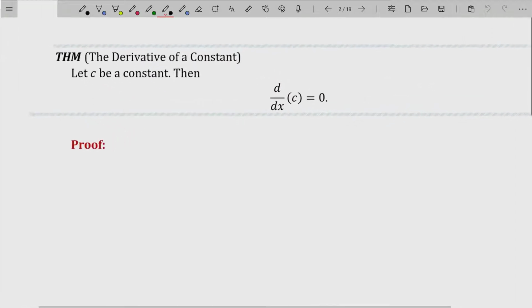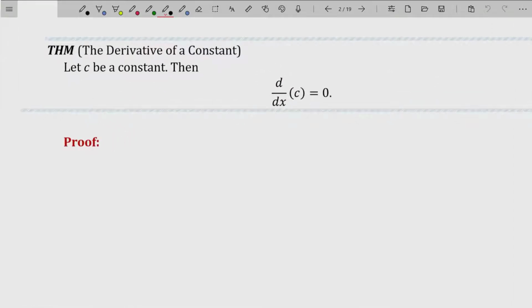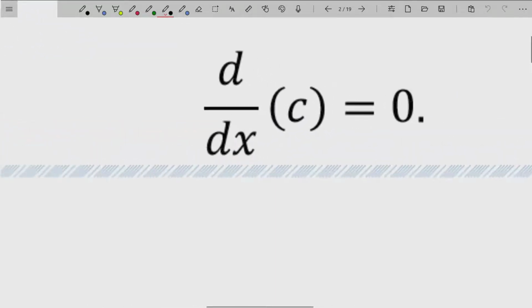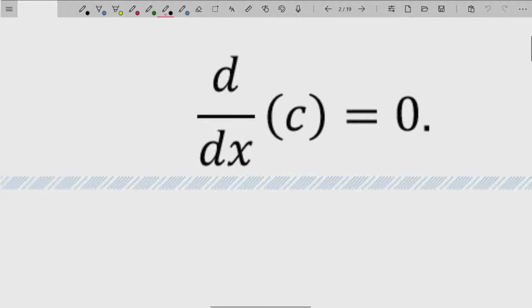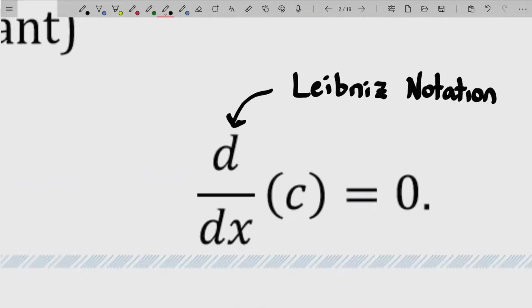And there is the theorem right there. Let c be a constant, then the derivative of that constant must be 0. Notice the notation I'm using. I'm trying to get you used to seeing the Leibniz notation. So in fact, let me write that down. Mainly because I don't want students to get used to only one notation.